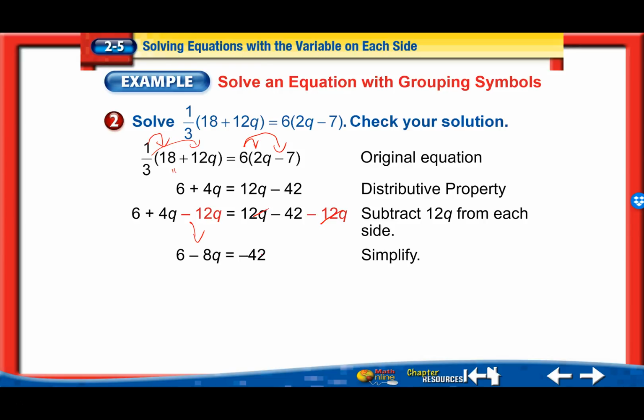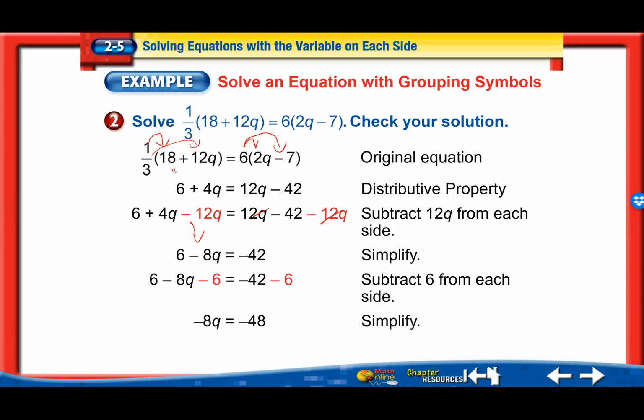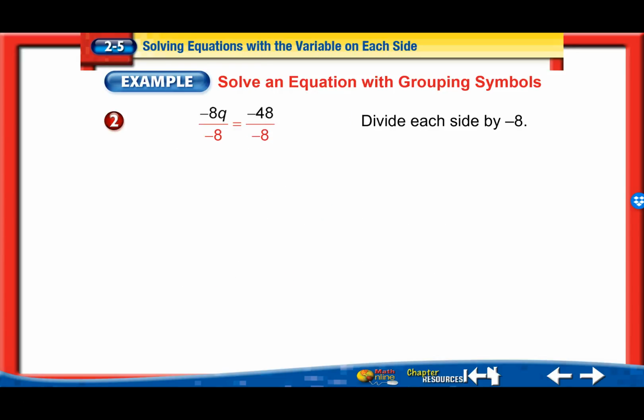We're going to subtract 6 from both sides. Negative 42 minus 6 is actually add. So negative minus a negative is add, and keep the symbol. So it'll come out to 8q equals negative 48. Divide both sides by negative 8, and we get q equals 6.